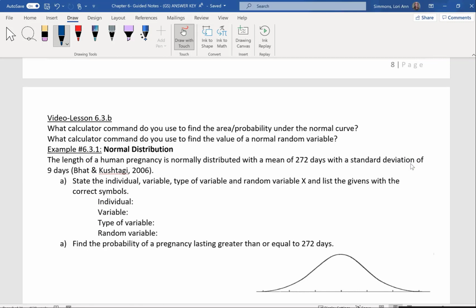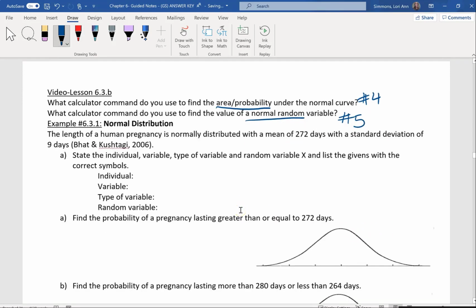So what calculator command would you use to find the probability or area underneath the normal curve? This is going to be number 4. And then the calculator command to find the value of a normal random variable will be number 5. So anytime the question's asking for area or probability or the percent, this will be your indicator. Very, very important. Remember, a normal variable is what you're measuring. So are you measuring IQ, blood sugar levels, height, age? Okay, so that's how you know which one to use.